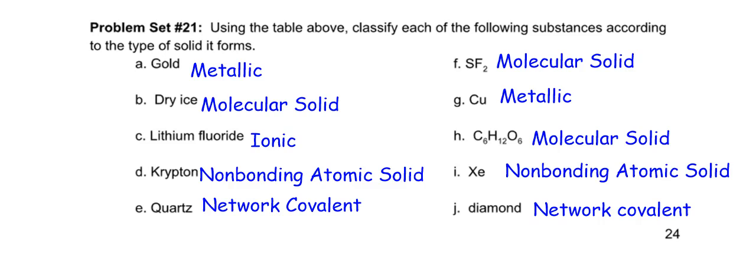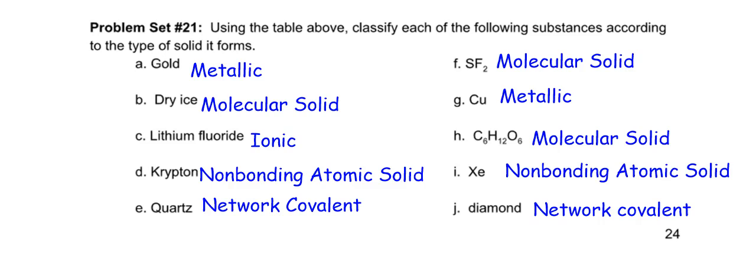Quartz is your silicon dioxide, network covalent, like I just explained right above on this page. SF2, it's not an atomic, is it? So it's either a molecular solid or ionic solid, so it's not ionic, must be molecular. Copper is metallic. The sucrose is, again, a molecular solid. Why? How do I know that? It's not an atom, is it? So it's either a molecular solid or an ionic solid, and it ain't ionic, so it must be molecular. Xenon is a non-bonding atomic solid, and diamond is network covalent.